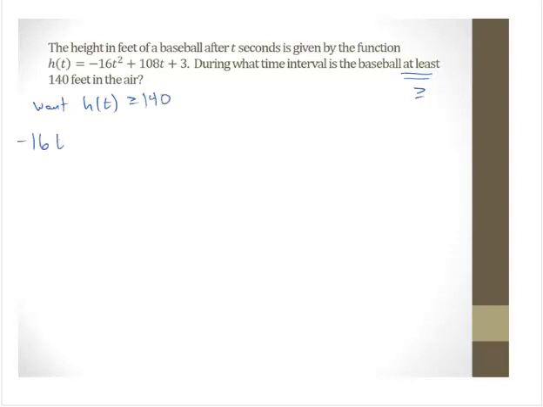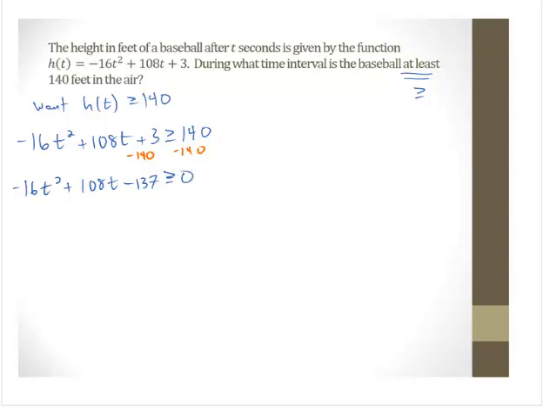So then negative 16t squared plus 108t plus 3 is greater than or equal to 140. And now we want to solve this inequality. Like before, the first thing I'm going to do is put this in standard form. I will subtract the 140 from both sides. So then negative 16t squared plus 108t minus 137 is greater than or equal to 0.